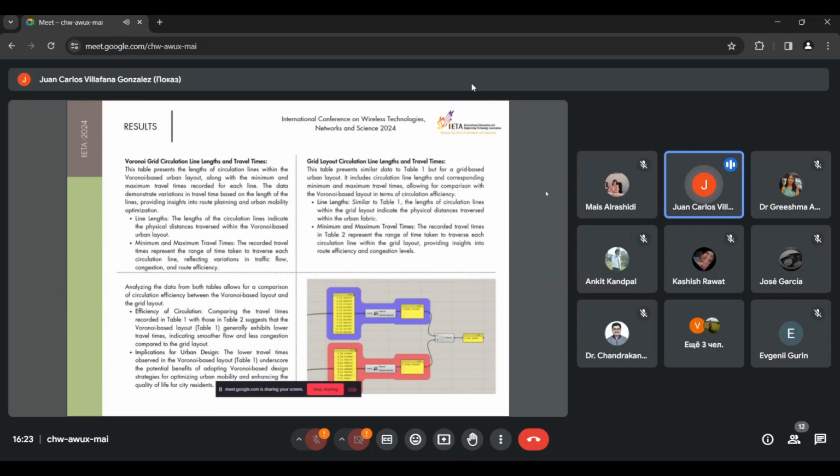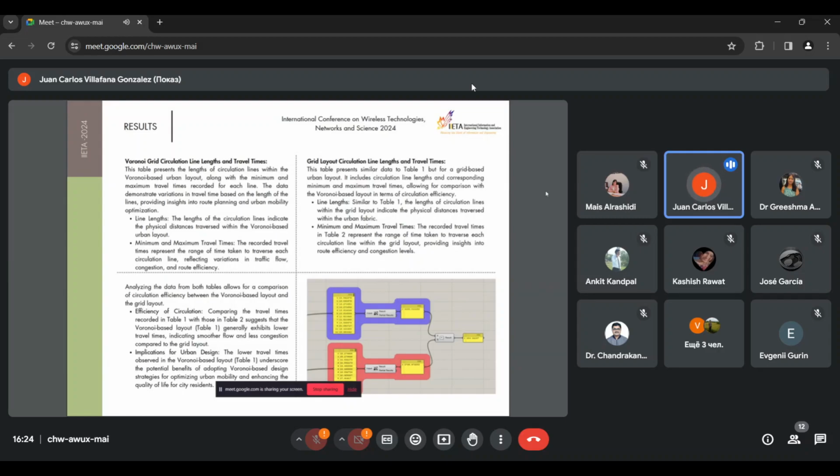Line lengths. The line lengths of circulation lines indicate the physical distance traversed within the Voronoi-based urban layout and the minimum and maximum travel times. The recorded travel times represent the range of time taken to traverse each circulation line, reflecting the variations in traffic flow, congestion, and road efficiency.